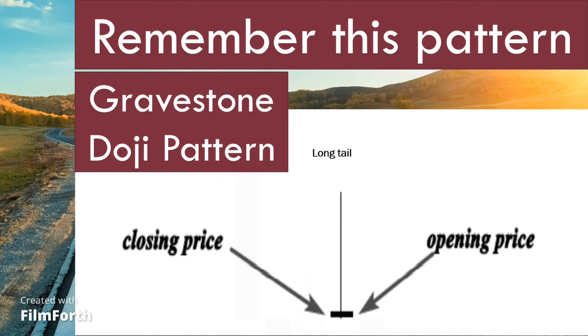So far we have introduced 3 Doji patterns to you. The first one was the Doji candlestick pattern. It was kind of the same as the shape of a plus sign, and then the second one was the Dragonfly Doji pattern, and the third one is the Gravestone Doji pattern. So 3 candlestick patterns introduced to you so far, which are from the Doji family. Now look at this pattern, memorize it. It has a closing price, opening price, and long tail.